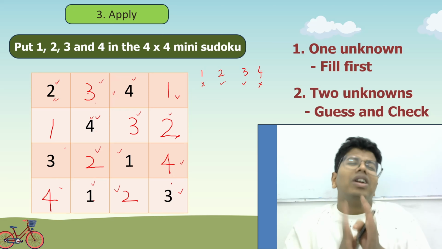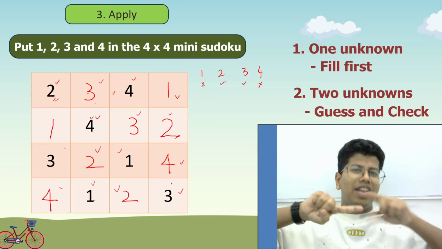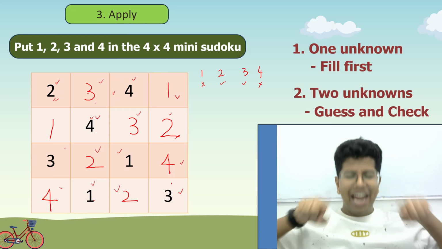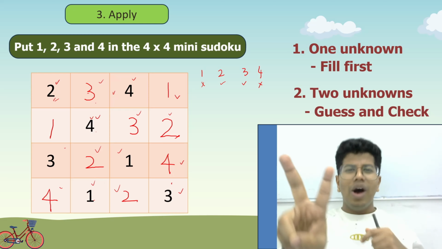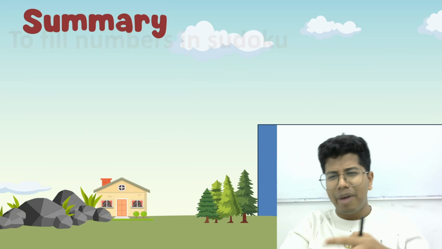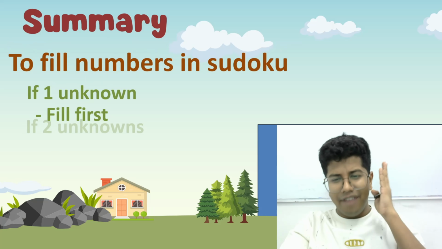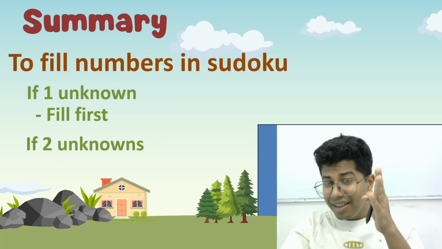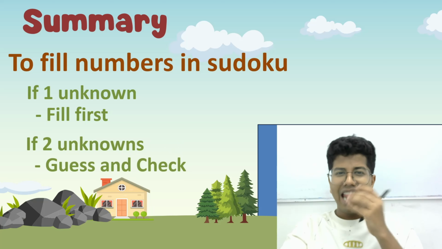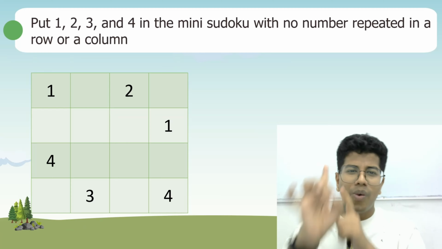So no matter what the number is, there are just 2 things that we have to remember. If there's 1 unknown, fill it first. And if there's 2 unknowns, guess and check. So understanding this, let's summarize. To fill numbers, 1 unknown, fill first. If there's 2 unknowns, then guess and check. Now understanding this, let's see our original question, the OG question.